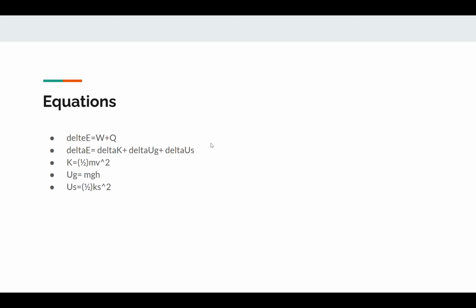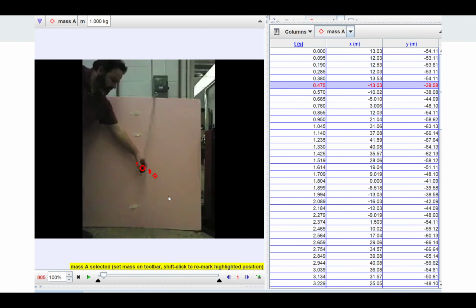Some equations we're going to use: delta E equals work plus the change in heat. Delta E equals delta K plus delta UG plus delta US, so the total change in energy is going to be the change in kinetic energy plus the change in gravitational energy plus the change in spring energy. K is 1/2 mv squared. UG is mgh, US is 1/2 ks squared. Bang.